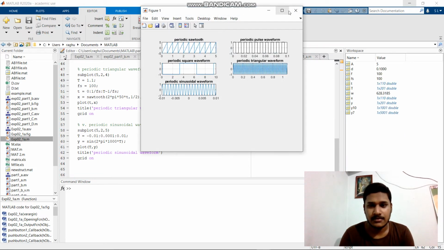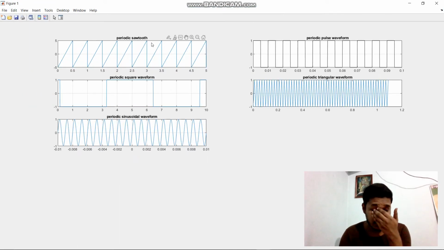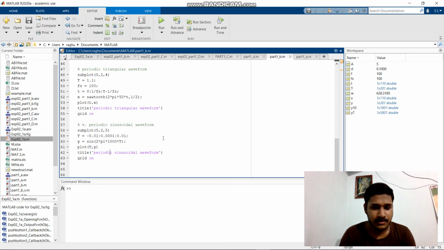Now we obtain the graphs: periodic sawtooth, periodic pulse waveform, periodic square waveform, periodic triangular waveform, and periodic sinusoidal waveform. The periodic pulse waveform has pulses continuously. We can observe that the values repeat after 3, and again at 6, and so on. So after every 3 units of time, the periodic square waveform repeats its values.